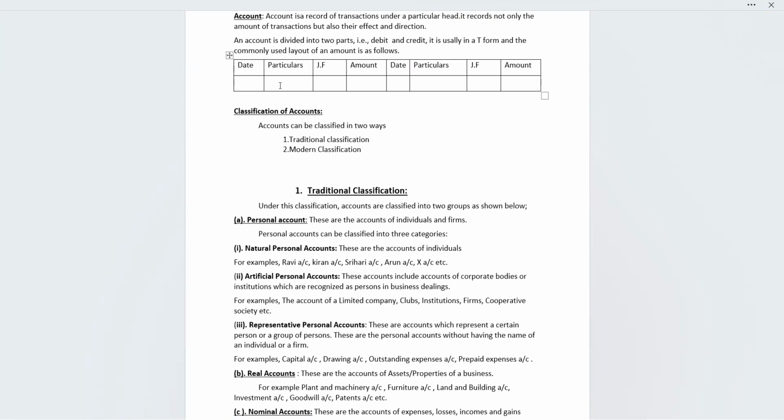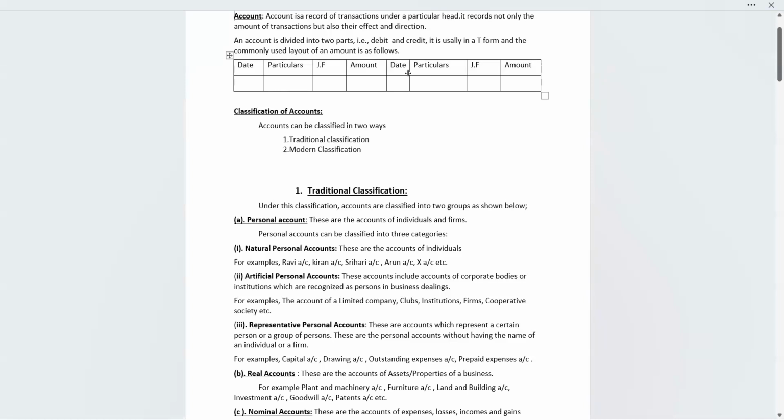Suppose Ravi account. It is a particular head. You are preparing the ledger account, the Ravi account. Ravi related all the transactions are entered into that account only. So it records not only the amount of transactions but also their effect and direction. So the account is divided into two. One is the debit, another one is the credit.